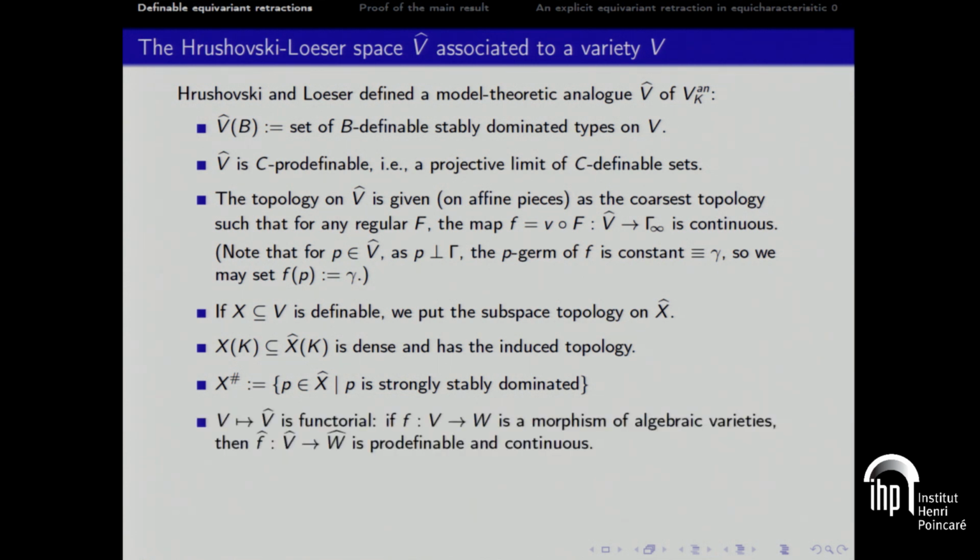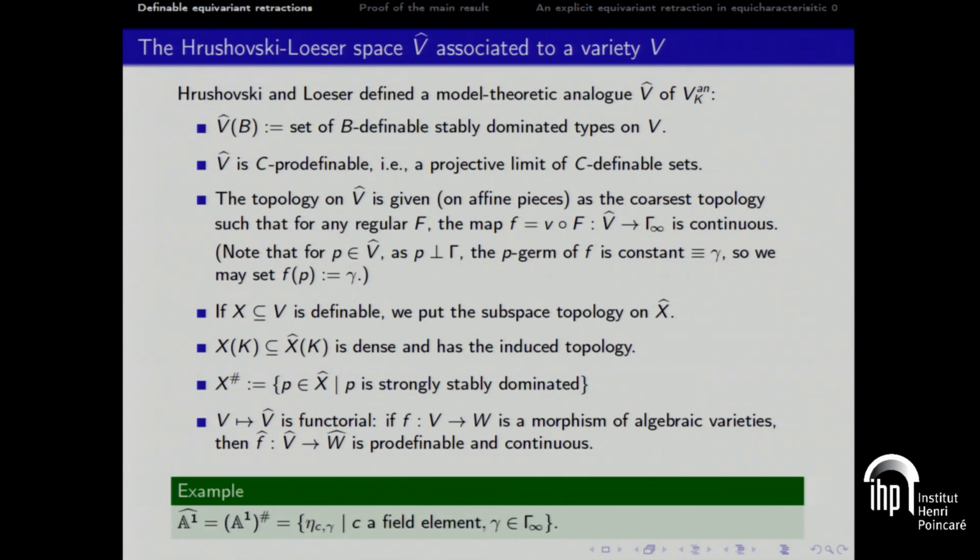Associating V hat to V is functorial. So if you have two varieties and a map of varieties between them, then you get a continuous pro-definable map f hat going from V hat to W hat. It's nice. And of course, V hat, since it's pro-definable, you can evaluate it in a model. So it's not like the Berkovich space, which is done for one field at a time, but it floats with models. So it's an object of model theory. You can look at saturated points in a saturated model, etc.